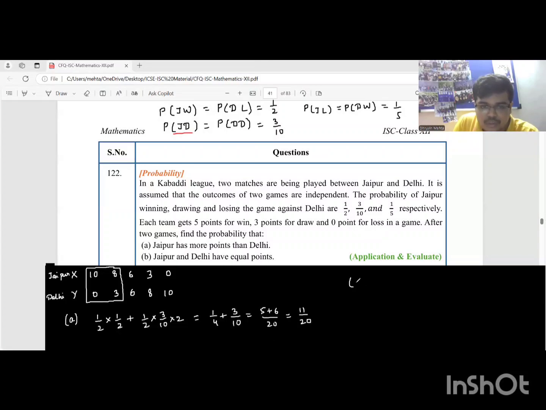In the second part, students, Jaipur and Delhi have equal points. Now, equal points is possible only in this case, 6 and 6. So students, when we say that they have equal points, that is 6 and 6. Now, do you understand both the games are drawn?